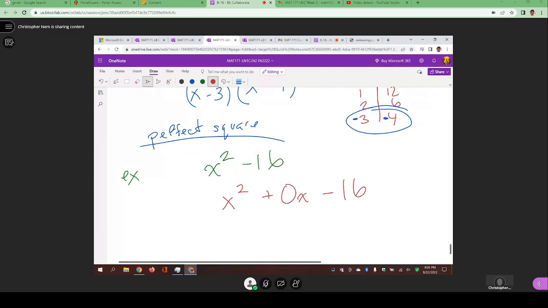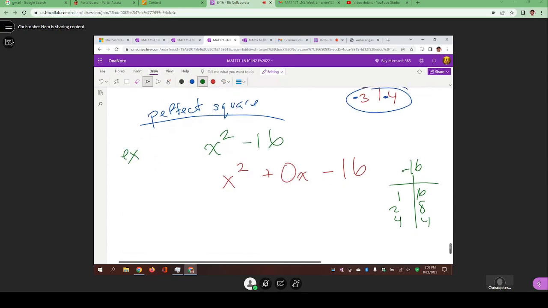Well, now if I do this problem, negative 16. Find the factors of negative 16. 1, 16. 2, 8. 4, 4. And that should be it. What combination can add up to 0? Because I have negative 16, one of them has to be negative, one of them has to be positive. Which one of these adds up to 0? Well, if you guessed the negative 4 and positive 4, you got it. So technically, this is going to be x minus 4 times x plus 4.